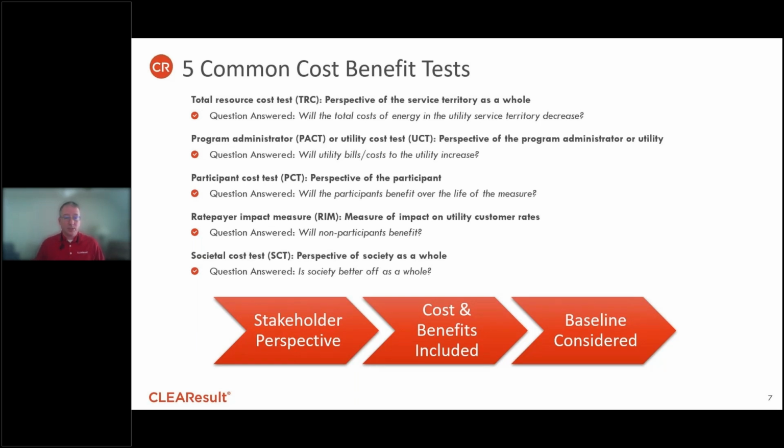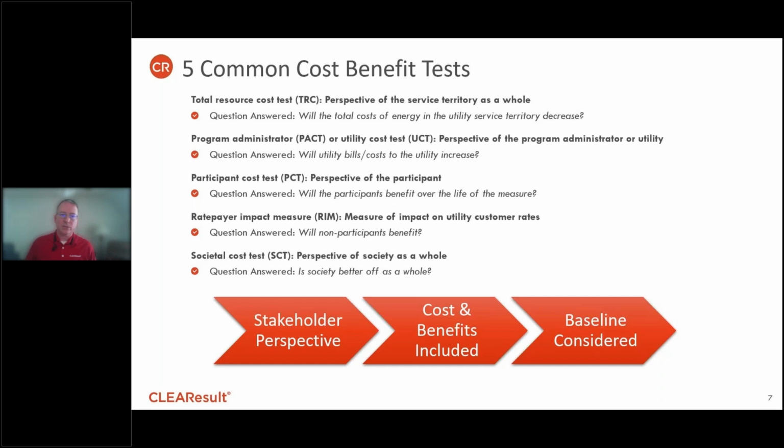Next would be the participant cost test. And this is sort of the easiest one because if you participate in these programs, typically you're benefiting from them, right? So the question is, will the participants benefit over the life of the measure? Now that's not to say that's the same thing as will the ratepayers all benefit. And so that's the next test, the ratepayer impact measure. And those two go together because, again, oftentimes programs are ratepayer funded and not all ratepayers will participate. So the participants get the benefit, the ratepayers may or may not.